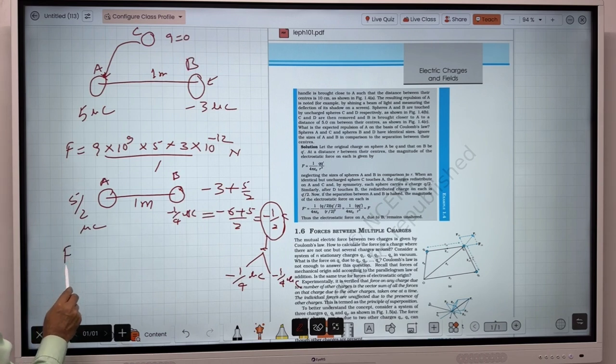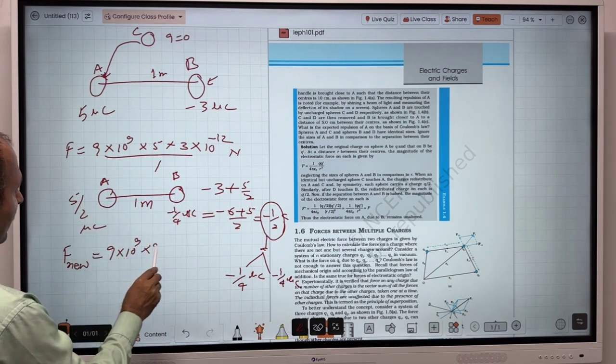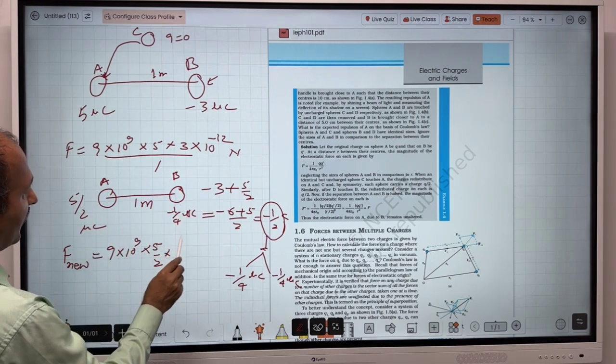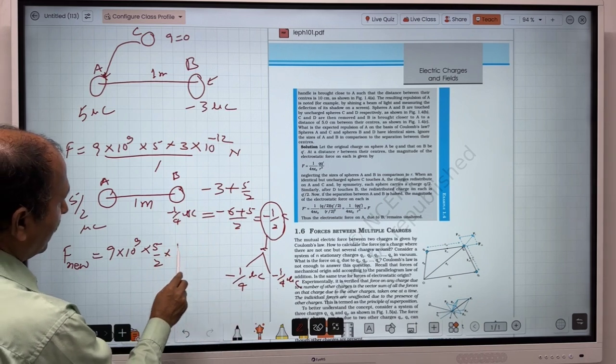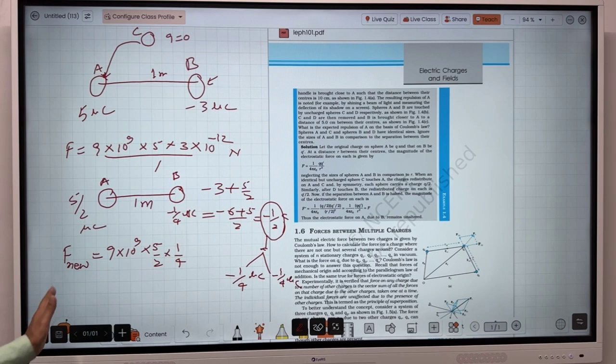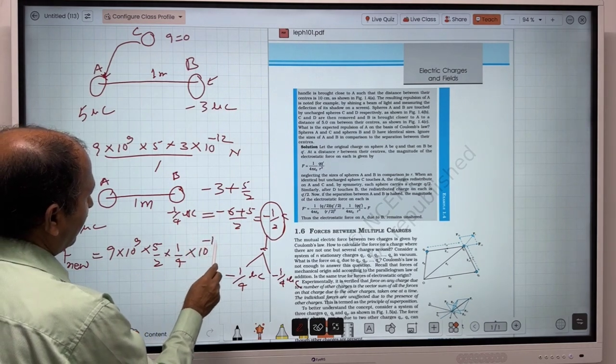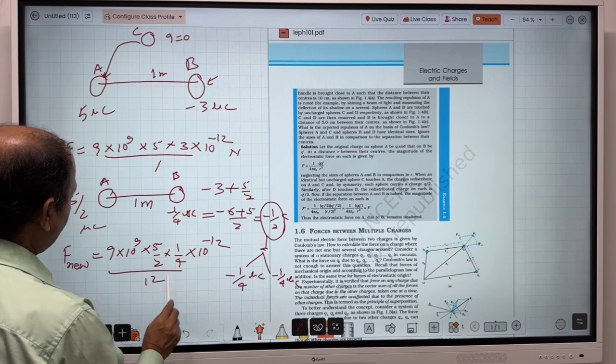So you can find F new. So what will it be? In that case, again 9 × 10^9 × this will be 5/2, this will be 1/4. Sign we will not write, again it is attractive, no doubt. × 10^-12, being in microcoulomb, divided by 1 square.